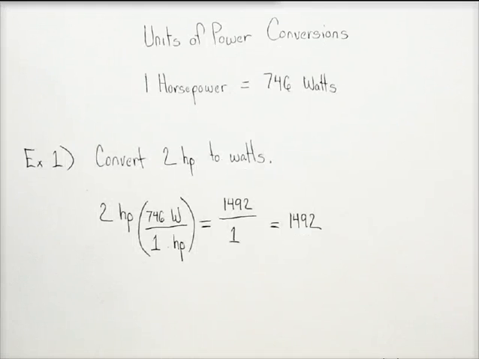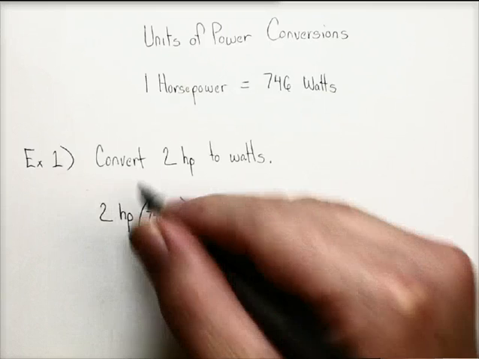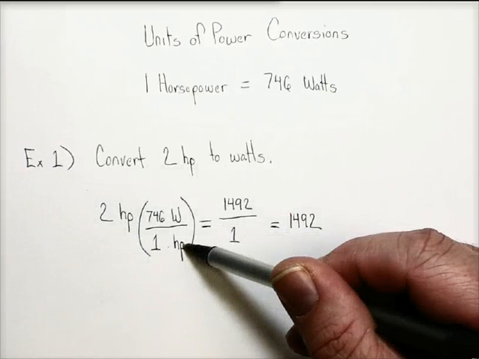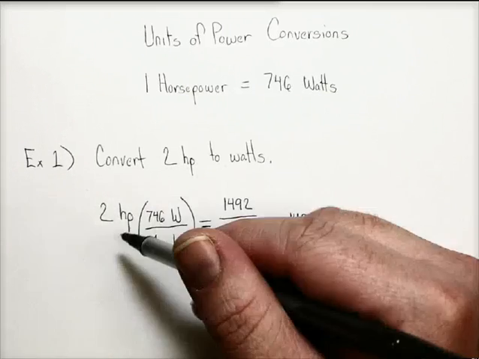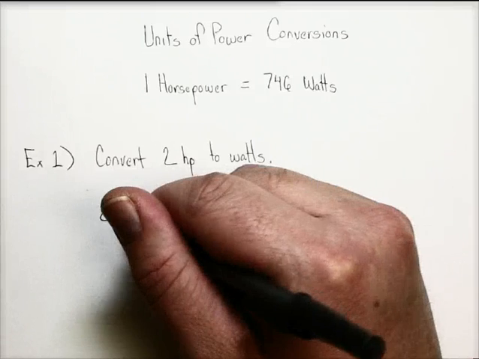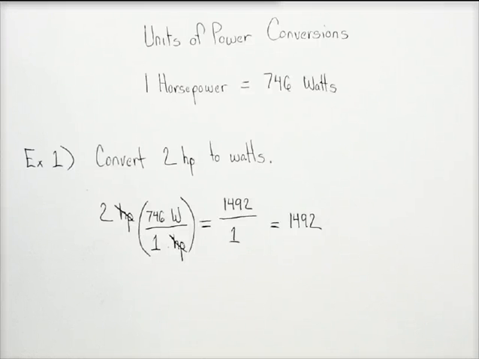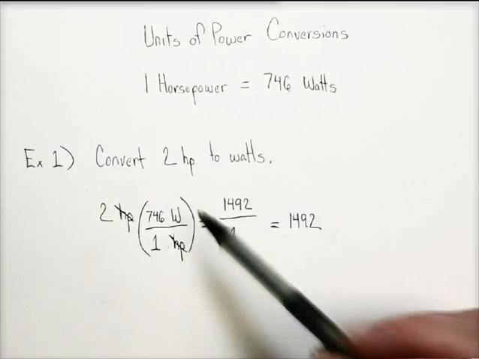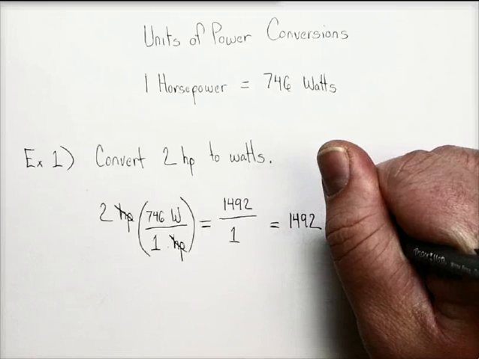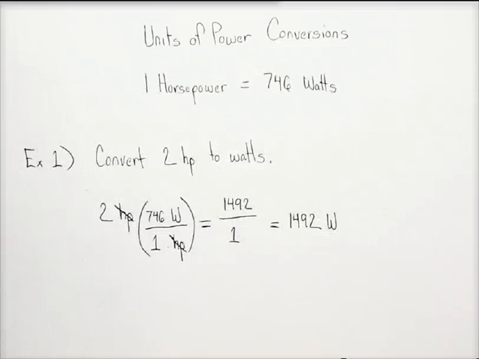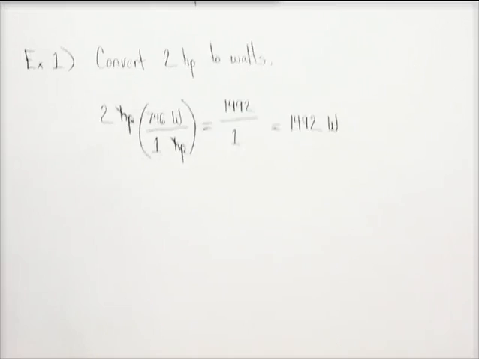And now what I can look at is the units. If something is in the top part of a fraction and the bottom part of a fraction, it goes away, it cancels out. Well, I have horsepower on top and on bottom. So those units cancel. And the only unit I'm left with is watts. And so my answer here is that 2 horsepower is 1,492 watts. All right, let's look at this going the other direction now.